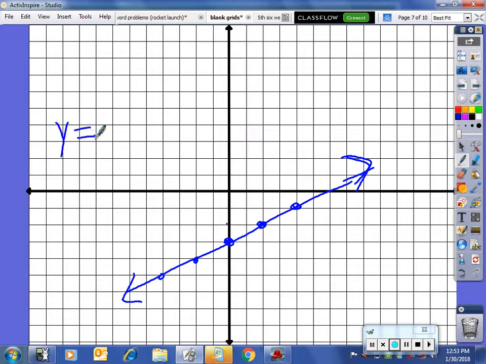Y equals 1/2 x minus 3. The slope is going up 1 over 2, up 1 over 2, up 1 over 2. That's why my slope is 1/2. My y-intercept is negative 3. 3/4. Yes. If it was going up 3 and over 4, you would put 3/4.